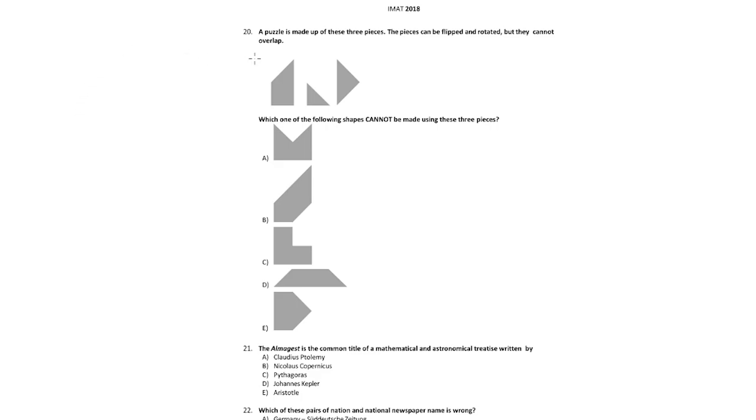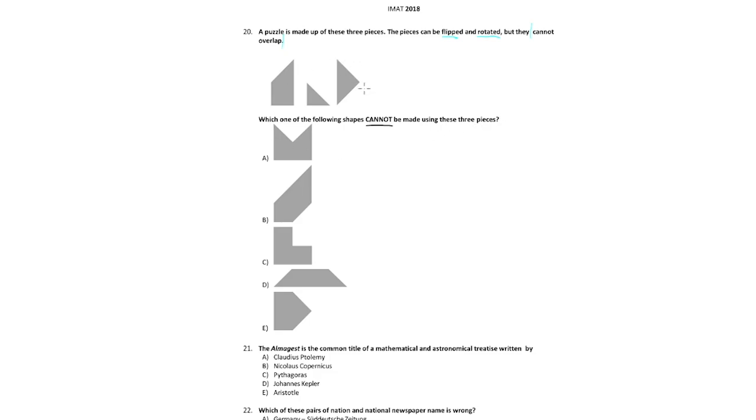Number 20. A puzzle is made up of these three pieces. The pieces can be flipped and rotated, but they cannot overlap. Okay. So let's read the actual question. Which one of the following shapes cannot be made using these three pieces?